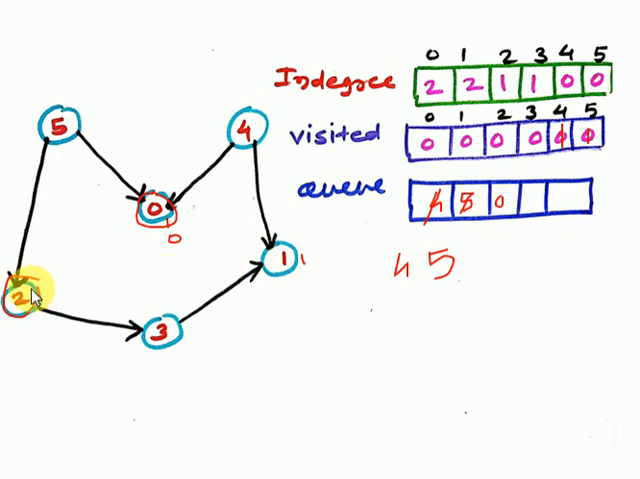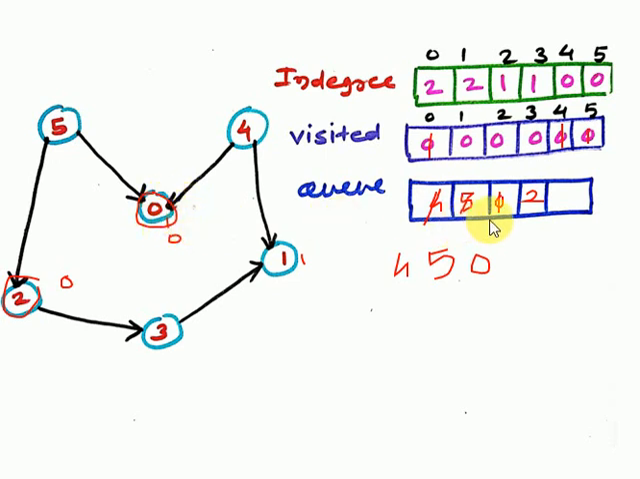Vertex 2 has in-degree 1. I'll decrement it by 1, so it now becomes in-degree 0. So I'll insert 2 into the queue. Then again I'll call delete queue. So 0 will get deleted. I'll display 0 and mark vertex 0 as visited. Then there is no other vertex adjacent to 0.